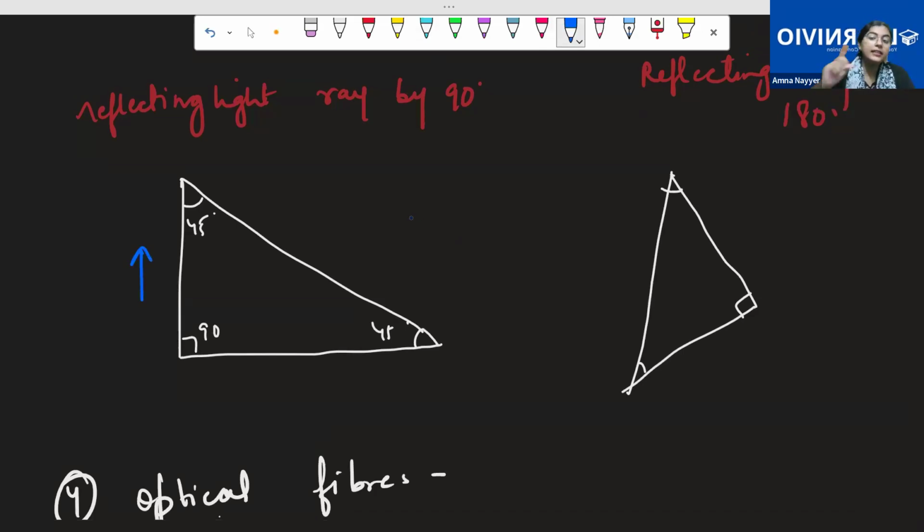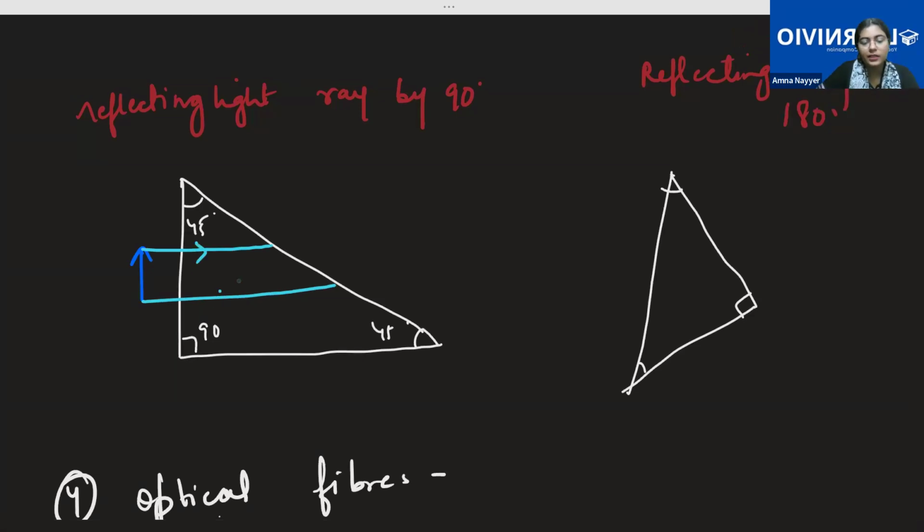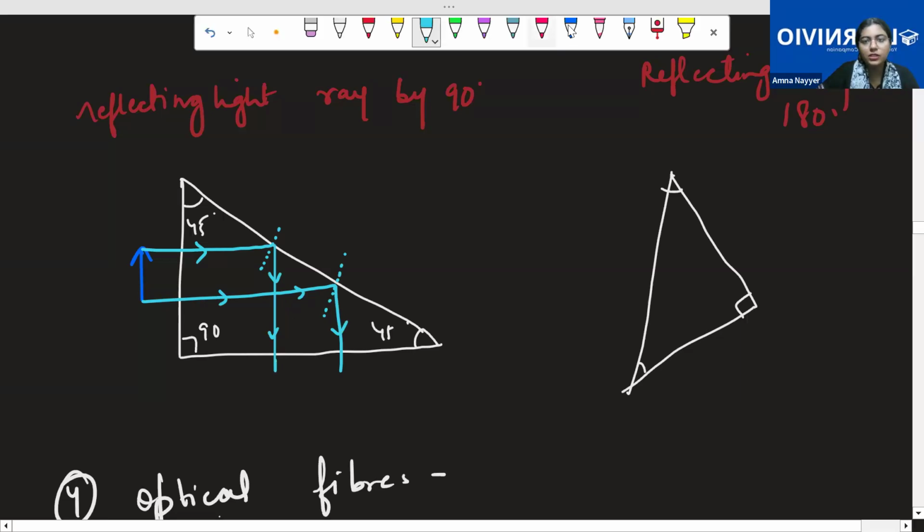Let's see, can it be reflected by 90 degrees or not? See, the light rays will come. Now, at this point, these prism surfaces will get totally internally reflected like this. So this will come like this, and eventually it will go downwards like this.